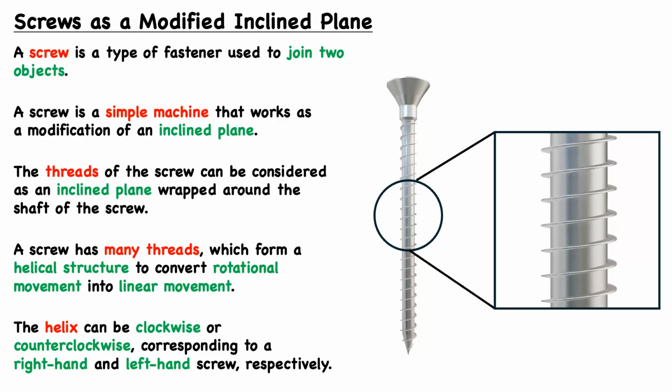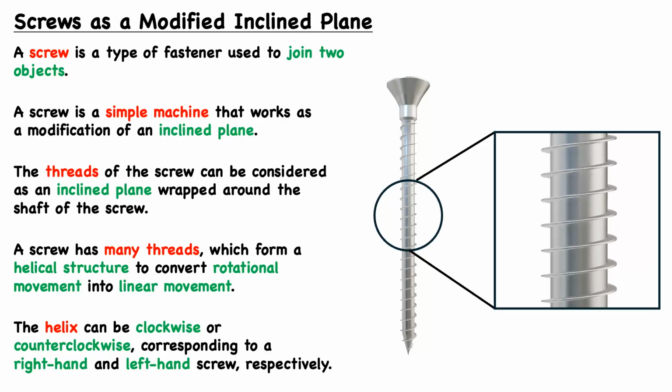So the threads of the screw can be considered the inclined plane themselves, wrapped around the shaft, and they have many threads, which form a helical structure and convert rotational movement into linear movement. So the head of the screw will be rotated, and that rotation will see the screw translate typically downwards into the surface that they are being drilled into.